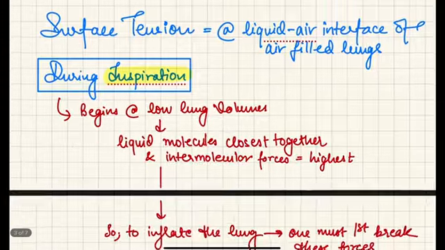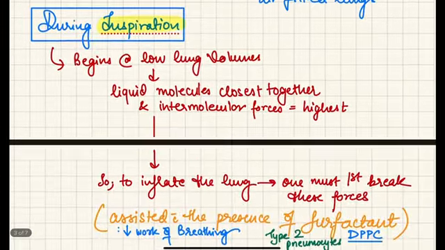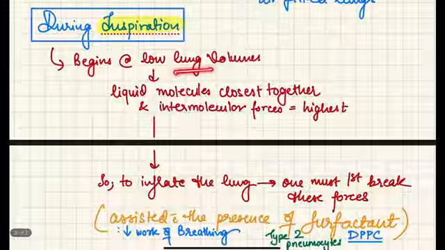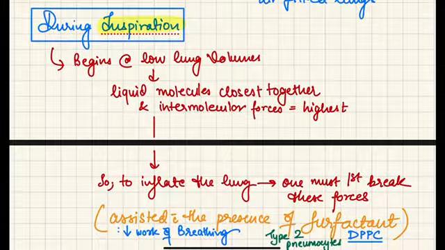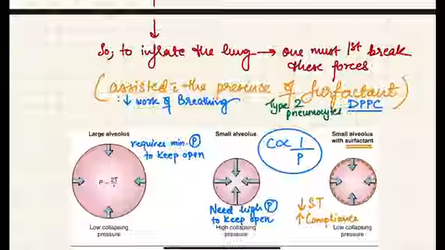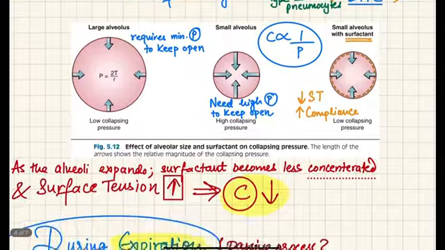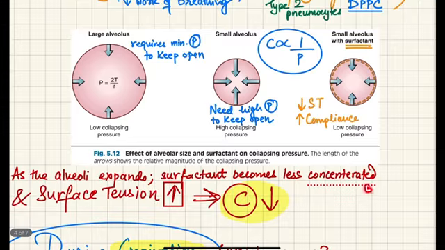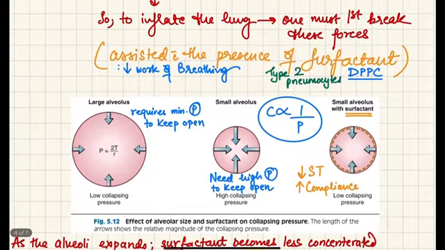We will see this here. During inspiration, what is happening is there are low lung volumes. Because of those low lung volumes, the liquid molecules are closer to each other. So to inflate the lung, more work needs to be done. And as we are expanding the lungs, or as we are expanding the alveoli, the surfactant becomes less concentrated and the surface tension increases. And as we know, surface tension is inversely proportional to compliance. The more the surface tension, the harder it will be to distend the lungs.